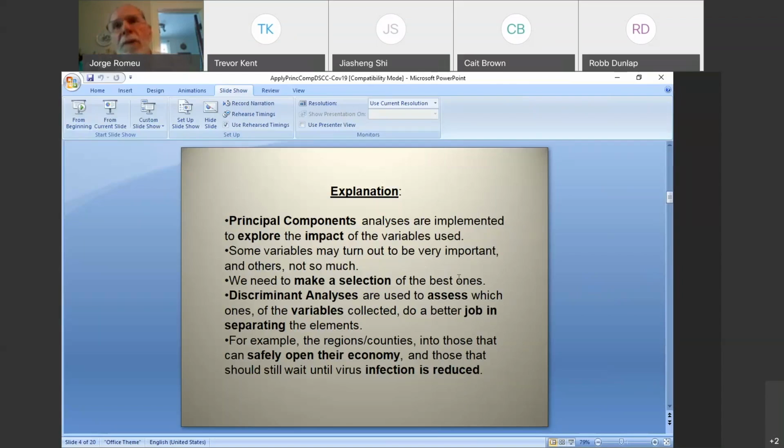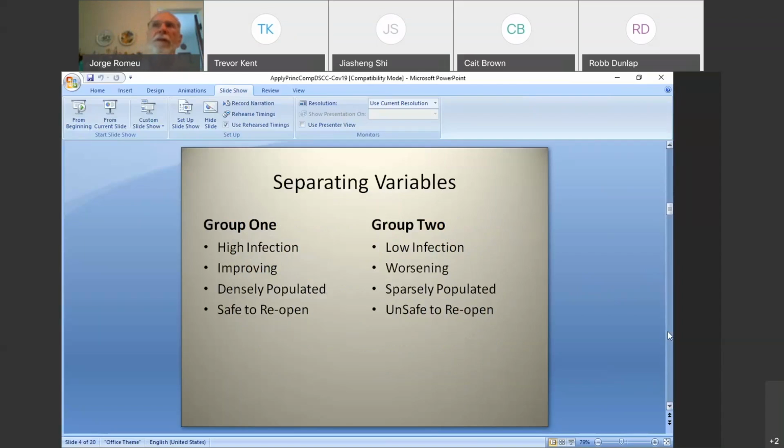One of the things that are obtained from statistical analysis is that some variables that we collect are not very useful, and other variables that we need are not being collected. When we start doing analysis, we can show the public health community that this data should be collected. Some of the separating variables could be high versus low infection, regions improving or worsening, regions that are densely populated or sparsely populated, and then therefore are safe to reopen or not, and so forth.